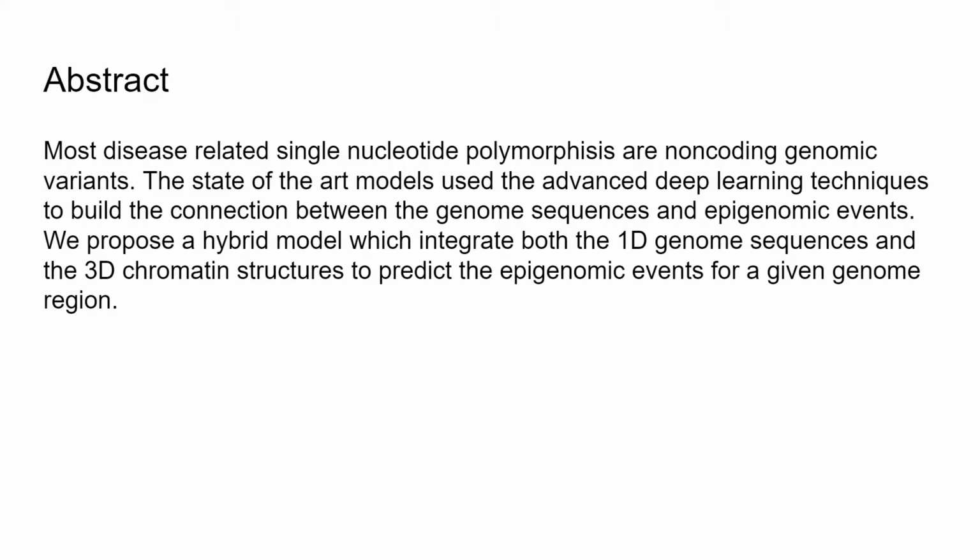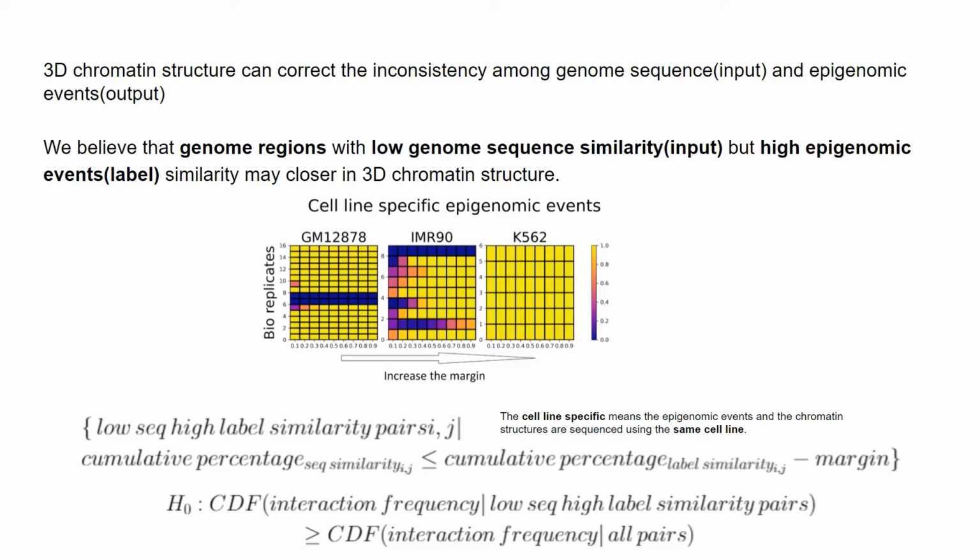Here we propose a new method which uses both 1D genome sequence and 3D chromatin structure to predict the epigenomic events of a given genome region. Before talking about the model, we want to prove that it's a valid idea. We assume that genome regions that have different genome sequences but similar epigenomic events do so because they are closer in 3D. So we define the low-sequence-similarity, high-label-similarity pairs by comparing the cumulative percentage of the sequence similarity and the label similarity. If the margin is large enough, then we believe there is a low-seq high-label pair.